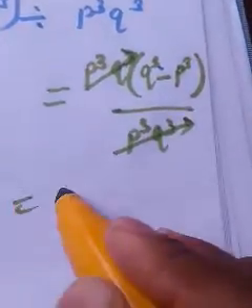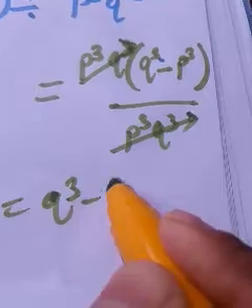So what is the result? Q raised to 3 minus P raised to 3 is the result. So this is your answer for the question. Clear?